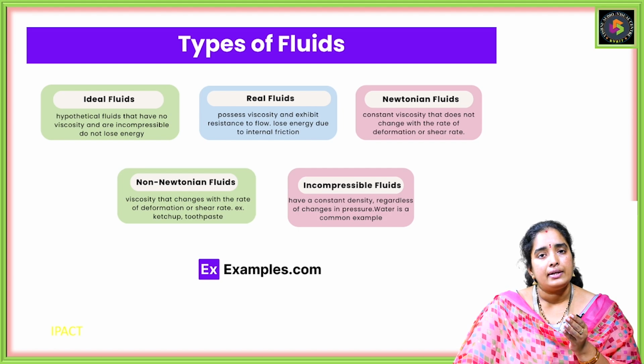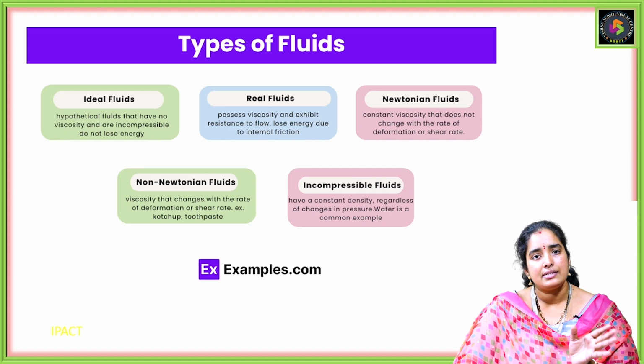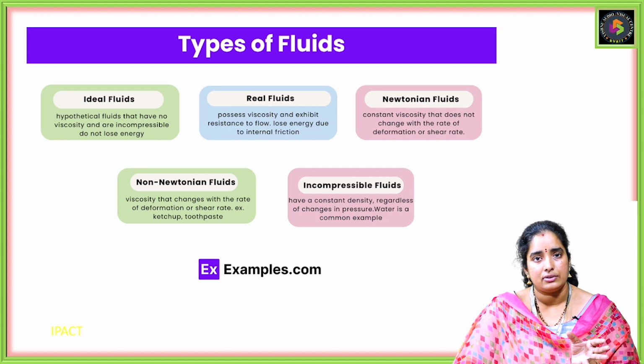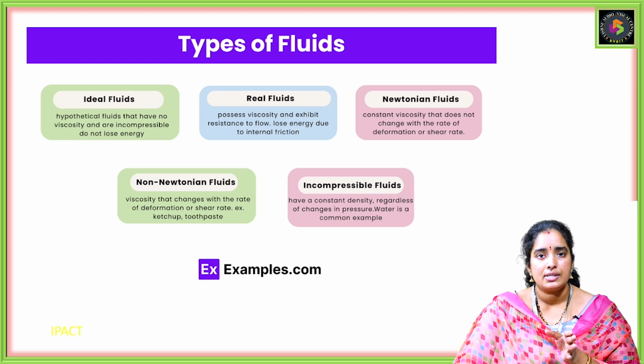The second category is real fluids. Real fluids possess some viscosity and exhibit resistance to flow. So these are the real fluids, as opposed to what we called ideal fluids. Generally, we don't have anything ideal in nature. It's just a reference fluid, so all the fluids we can compare with the ideal fluid. That is the reference fluid only. In nature, it doesn't occur generally. Real fluids have some viscosity and they exhibit some resistance to flow also.